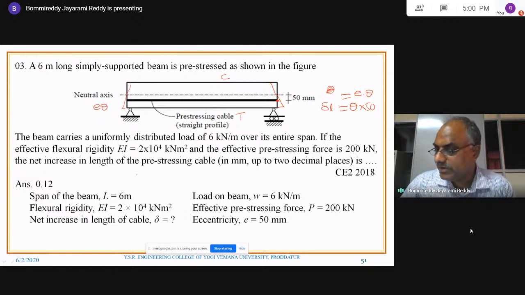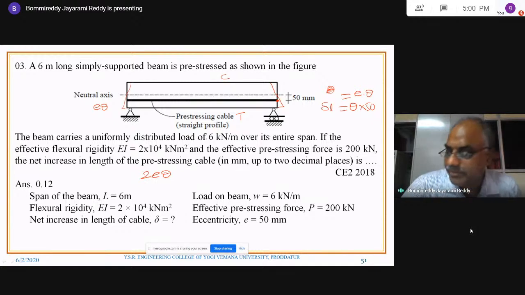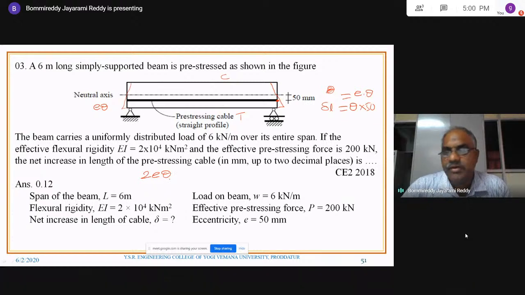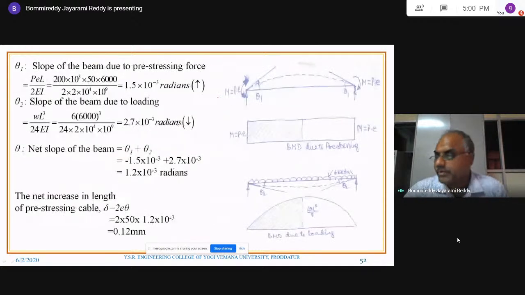What is the total increase in length of the cable? Total increase in length of the cable is 2E times theta. So eccentricity is given as 50 mm. Now you need to find out theta. So what is that theta value? The overall slope of the member. Because of the pre-stressing, the beam is going to take the deflection like this.